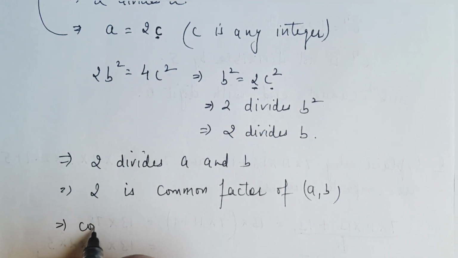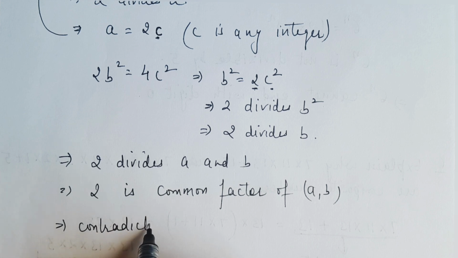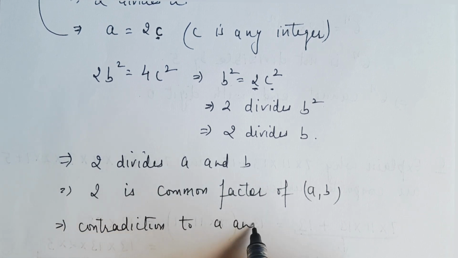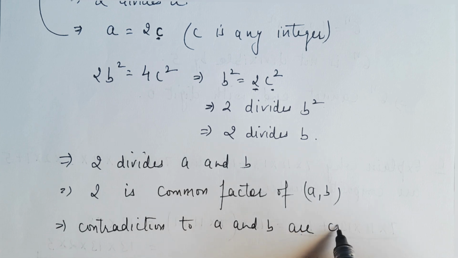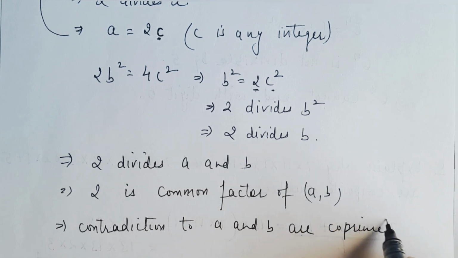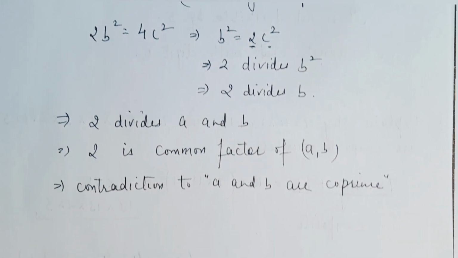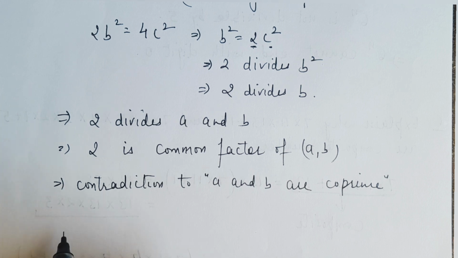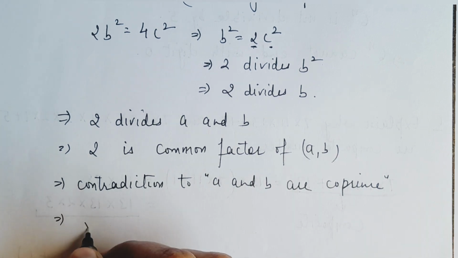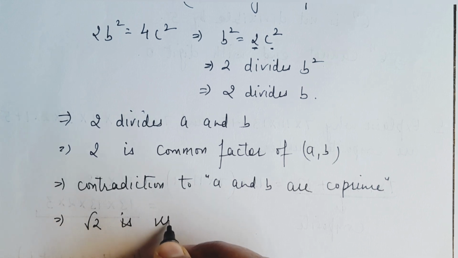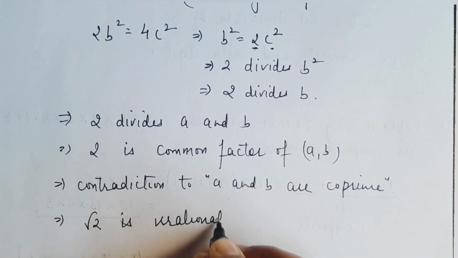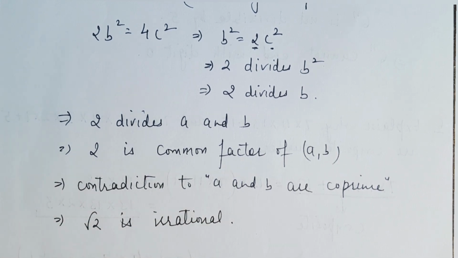So we have a contradiction here. Contradiction to a and b being co-prime. With this statement, it is a contradiction. So whatever we have taken, that root 2 is a rational number, is wrong. It means that root 2 is an irrational number. This is one of the very important methods in mathematics to prove theorems, to take the contradiction statement.